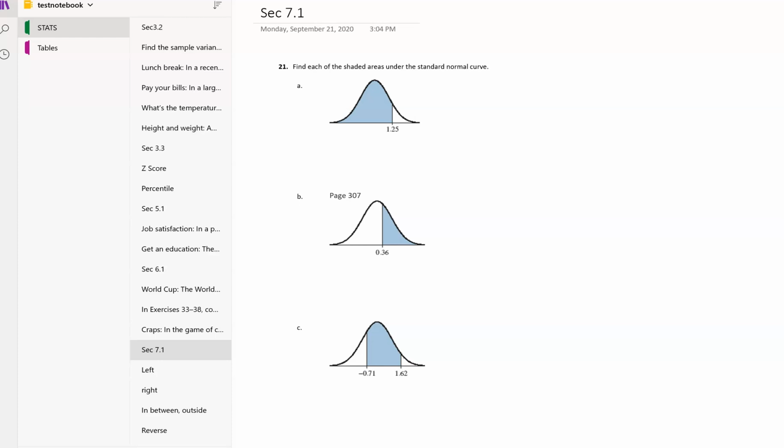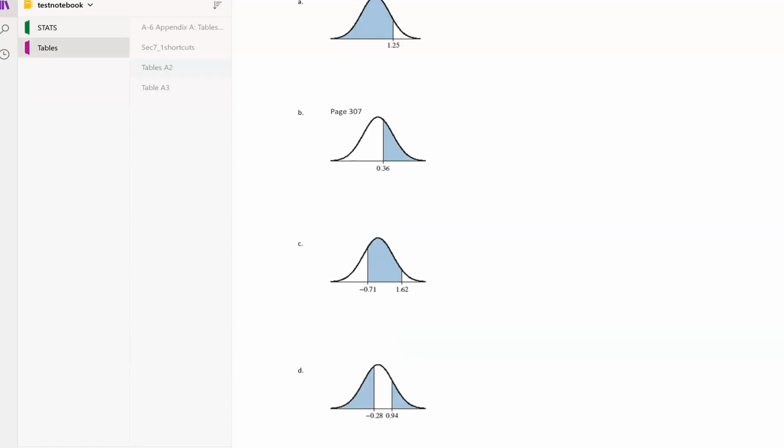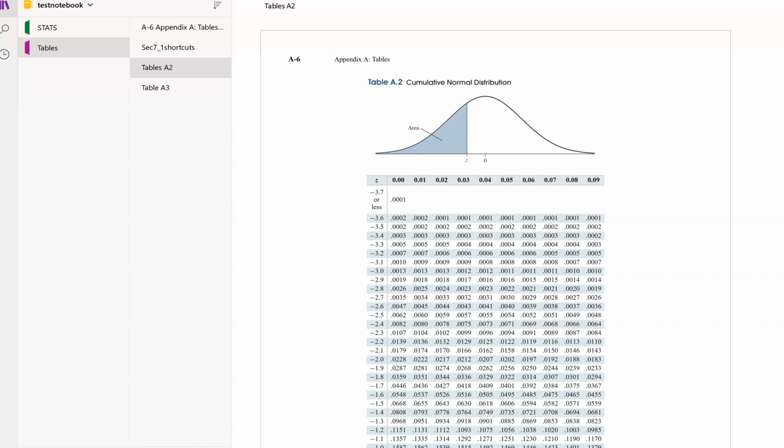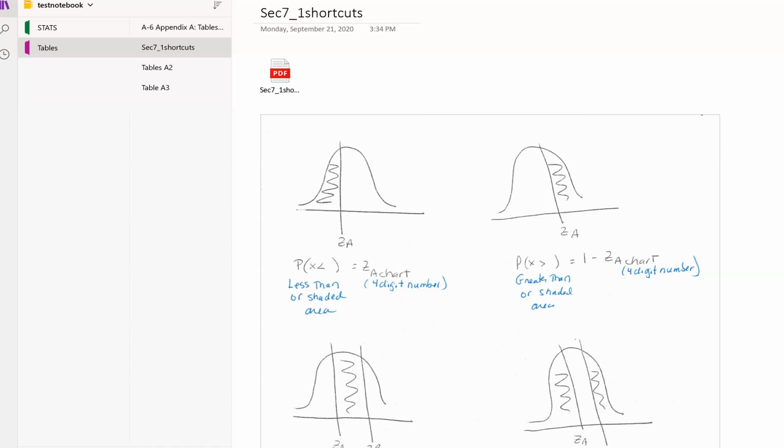Okay, section 7.1 homework. Find each of the shaded areas under the standard normal curve. All right, the first one. Notice that it's shaded to the left. And if we look at the tables, I have the tables here as well, and more particularly my shortcuts. This here is shaded to the left, so whatever I look up on the chart, that's my answer.